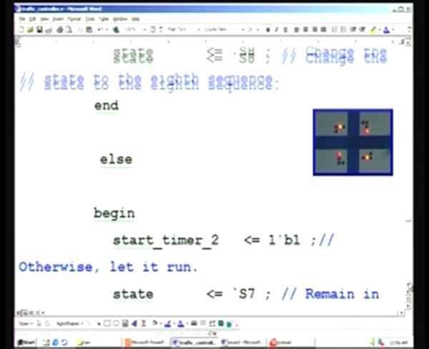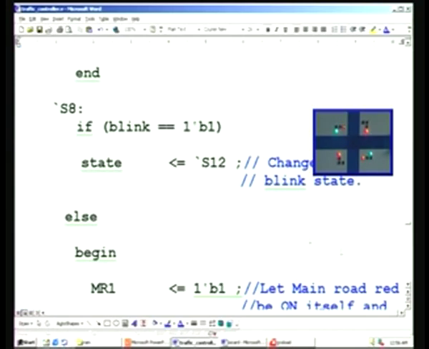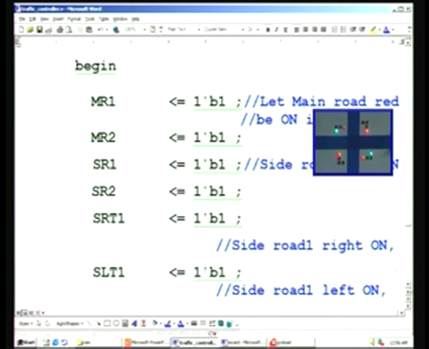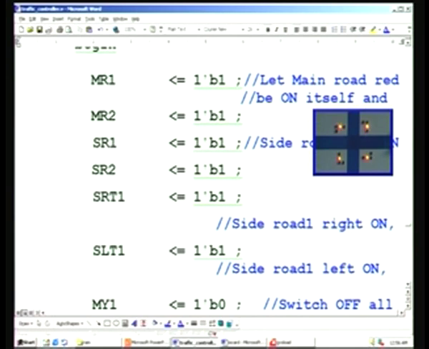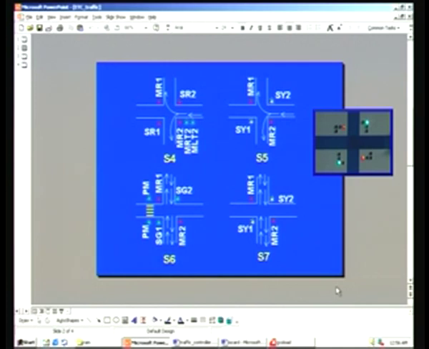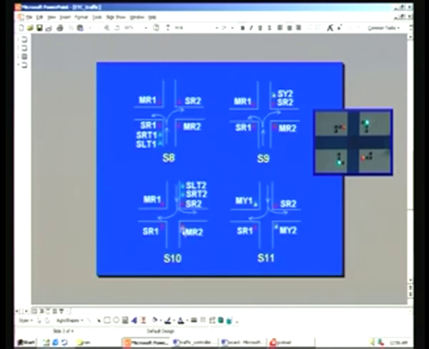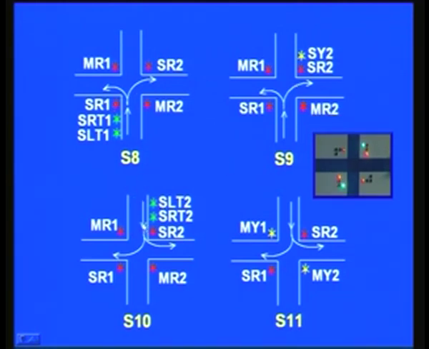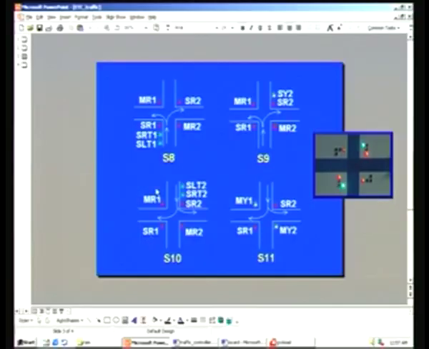So, next sequence is S8. Once again blink is taken into account, and in this case you can see that all reds and side right as well as left traffic is on here. That is so, you can see this, and next is yellow, and then followed by this side. S7 is this from the top.